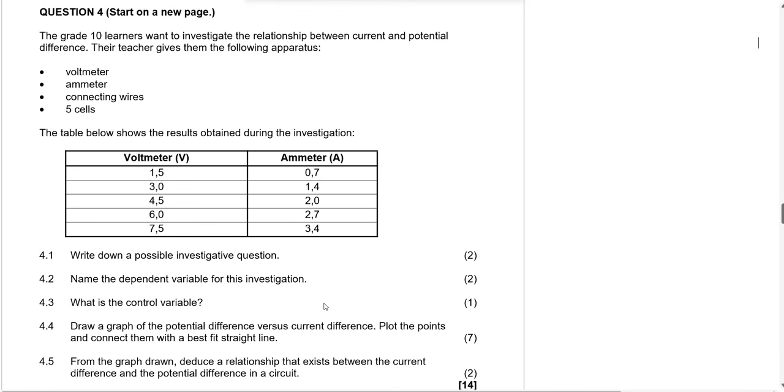Question 4 says grade 10 learners want to investigate the relationship between current and potential difference. Their teacher gave them the following apparatus: a voltmeter, ammeter, connecting wire, and 5 cells. Write down the possible investigation question, 4.1. What do you want to investigate? Investigate the relationship between current and potential difference. So my question is there.